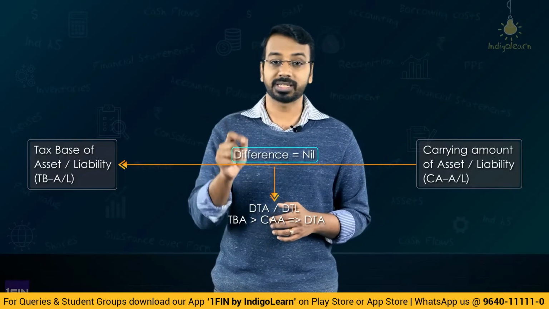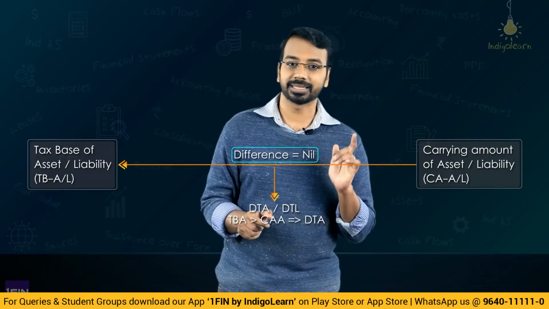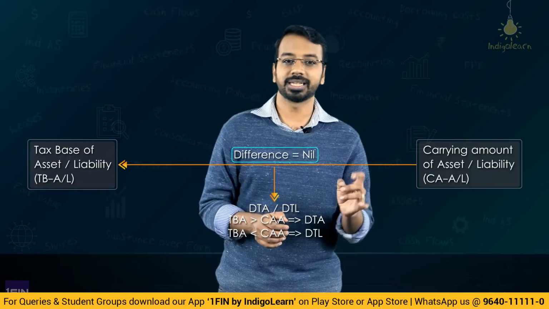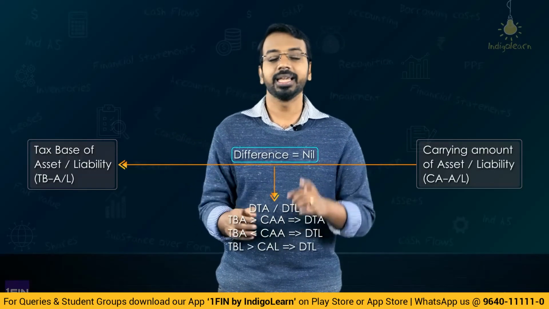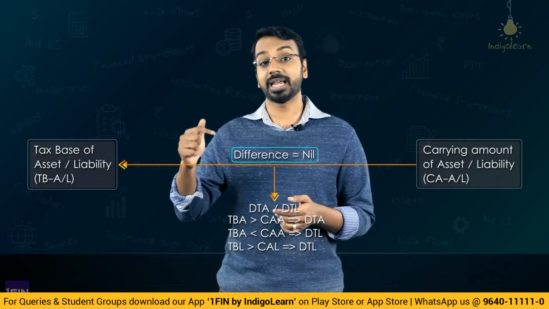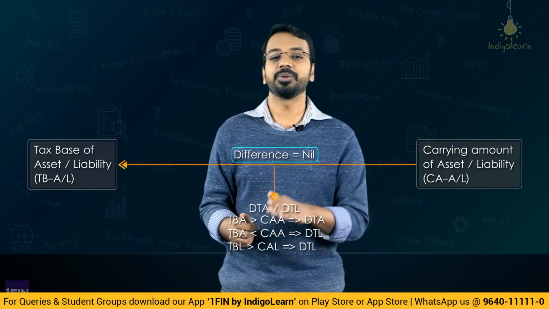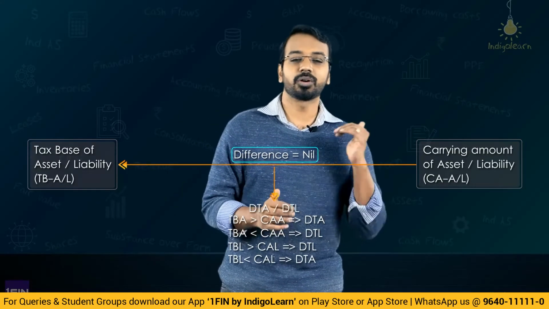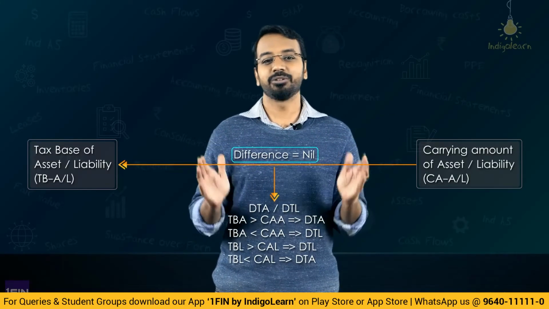Okay. So first, what did we say? If the tax base of an asset is greater than the carrying amount of the asset, then there is a deferred tax asset. Similarly, if the tax base of an asset is less than the carrying amount of an asset, it will be a deferred tax liability. Then, if the tax base of a liability is greater than the carrying amount of the liability, what will happen? See, if tax base of an asset is greater, it is a deferred tax asset. So, if the tax base of a liability is greater, it will be a deferred tax liability. Then, if the tax base of a liability is less than the carrying amount of the liability, it will result in deferred tax asset. This is the overall principle that you need to remember.